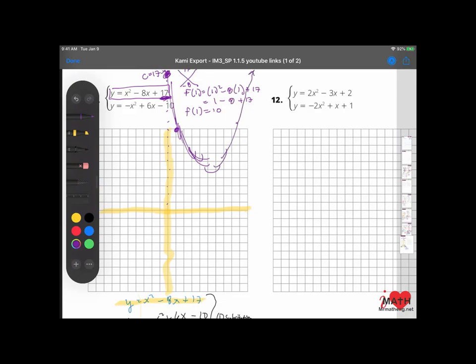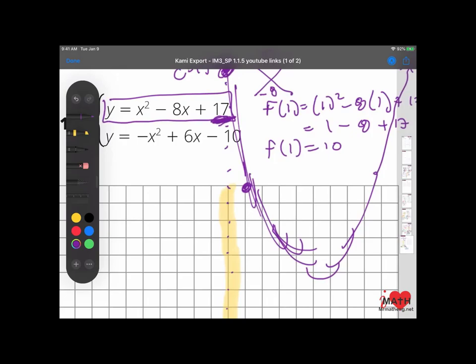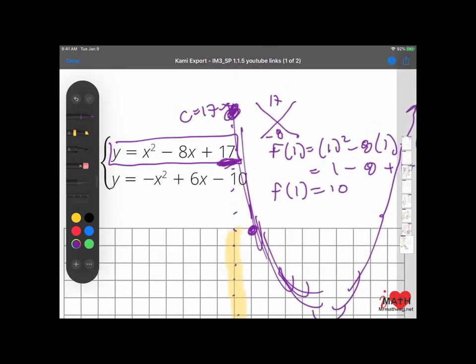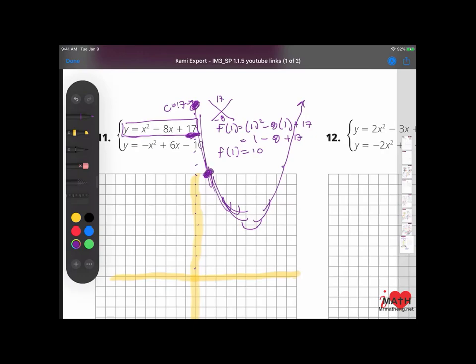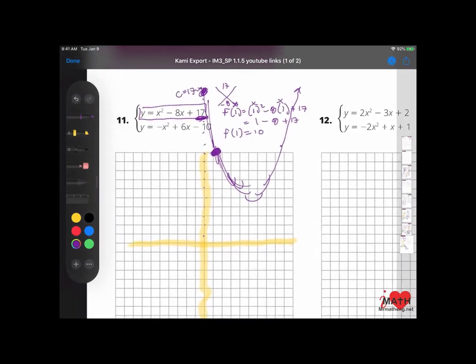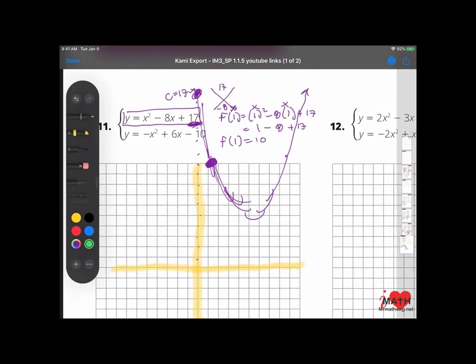Let's review what I did. I used my c value to get that value, 17. And to get this ordered pair, to know the graph went this side in quadrant 1 rather than quadrant 2, I just picked x equals 1 and put it into my equation to get a sketch. And you'll verify that by technology. Alright, let's graph this one.